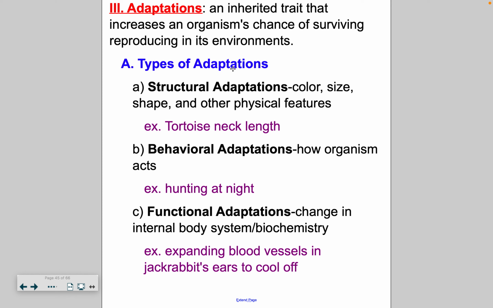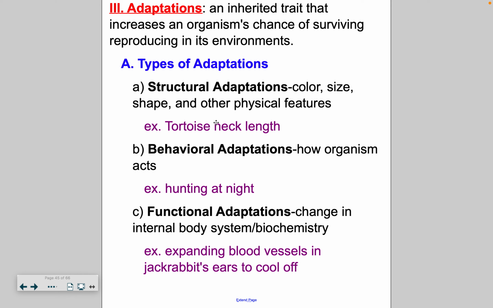And so there are 3 categories for adaptations, and we're going to go through each one here. First one's called structural adaptations. Structural adaptations are basically physical features that you can see. You can see the color, the shape, the size. On the Galapagos Islands, we noticed that different species of tortoise had different neck lengths. Some were long, some were short. Or with the finches, different beak sizes. Some were large, some were small.